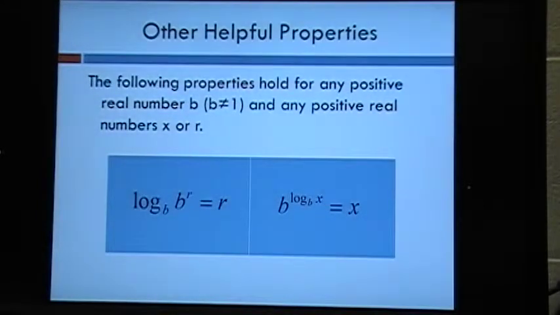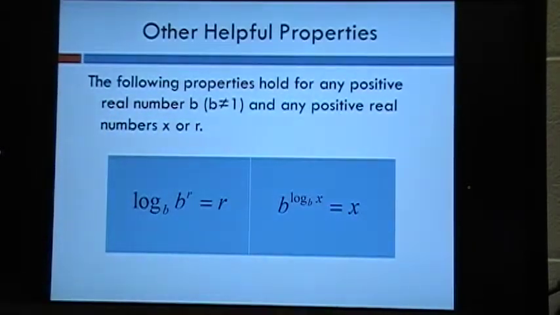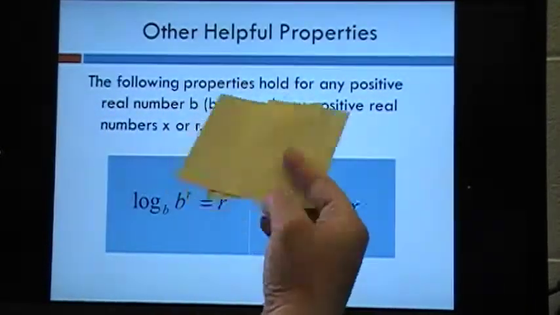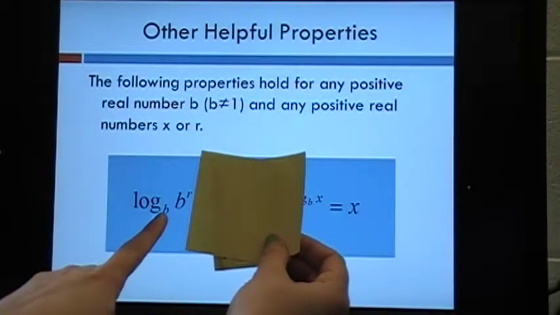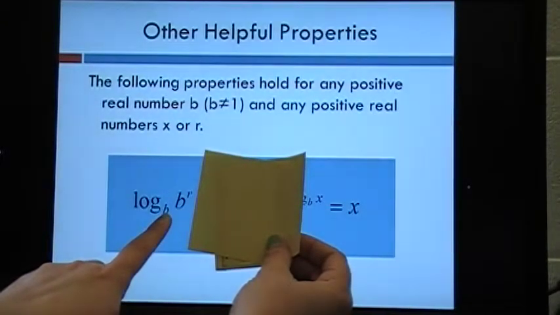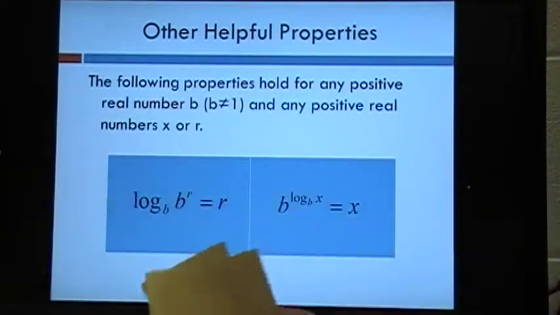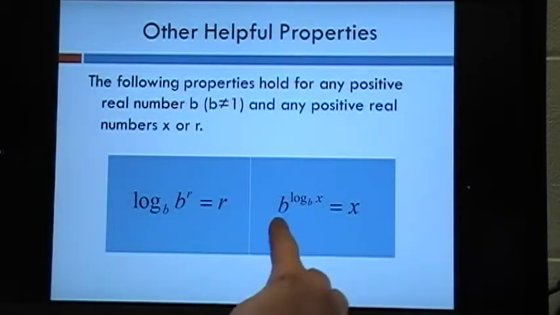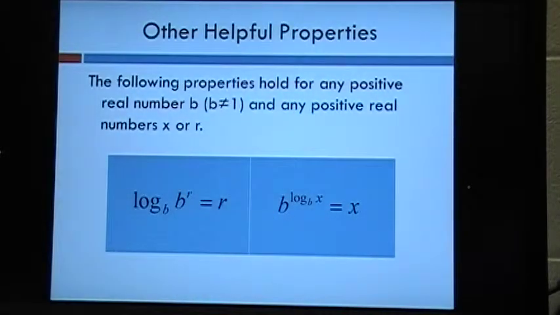Other helpful properties. Log base b of b to the r equals r. Well, that should be self-explanatory. If we're not even looking at this side over here, remember a log represents what you would raise the base to get the argument. So what would I raise b to get b to the r? And that would be r, right? Also, b to the log base b of x is x. And this one's a little bit trickier for people to understand.